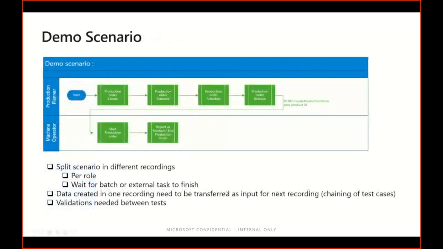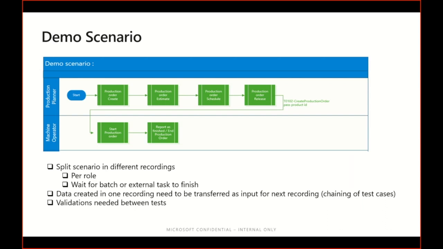For this demo, I have created a very simple test scenario. So imagine that we have a scenario where we're going to create a production order. Then the production order has been created. Typically, the production planner would estimate. Then the production order would be scheduled and would be released. That's typically all activities that are done by the production planner.